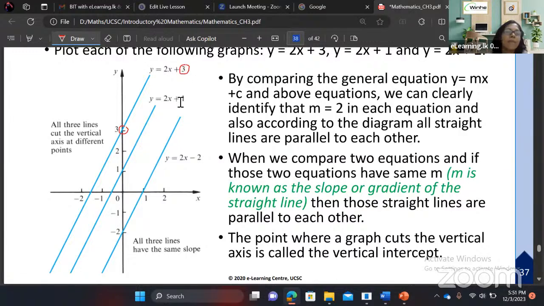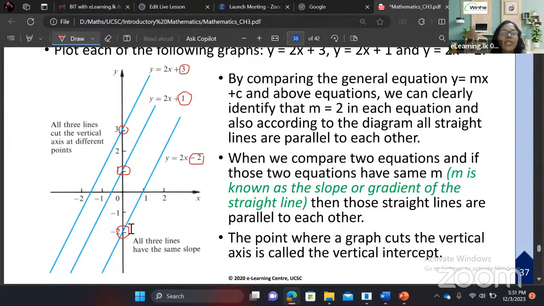If you consider y equal to x plus 1, the point where it crosses the y-axis is plus 1. Here you can see this is also in the form of y equal to mx plus c, but the c is equal to minus 2. Then this line is crossing the y-axis at minus 2.